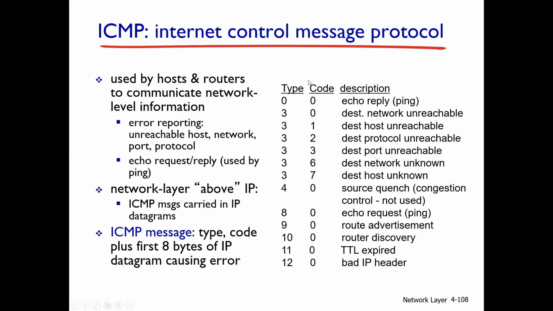And so you've got two fields over here, a type and a code. The type field and the code field together specify what kind of control message it is. For example, if it's type 0 code 0, that means it's echo reply, it's a ping message, okay? There's also destination network unreachable, destination host unreachable, protocol unreachable. Similarly, if you've got TTL expired, or the destination host is unavailable or unreachable, there is a message for that too, okay? So it's a simple message with the type, code, and also the first 8 bytes of the IP datagram causing the error. From that you can tell what particular datagram caused this particular error.